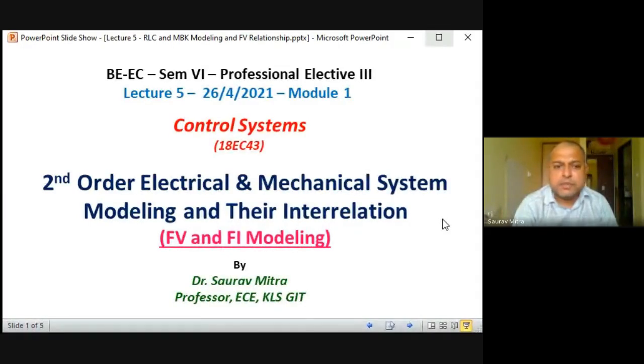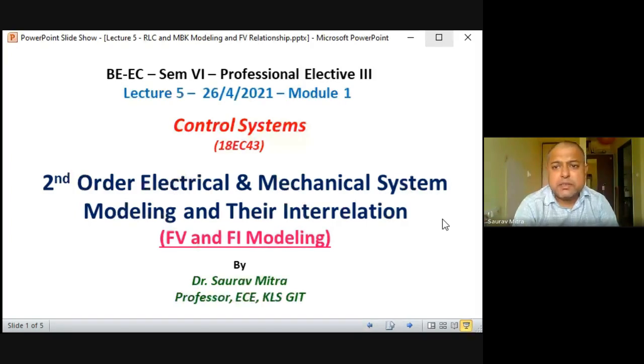Maybe not in the first chapter, but in the second chapter, you'll find a lot of theory and a lot of different solved numericals on how to find the electrical system transfer function. But what we are going to do today is the very basic of all mathematical modeling. We are going to see a second order electrical system, and we will see a second order mechanical system, and we will find out what is the relationship between them.